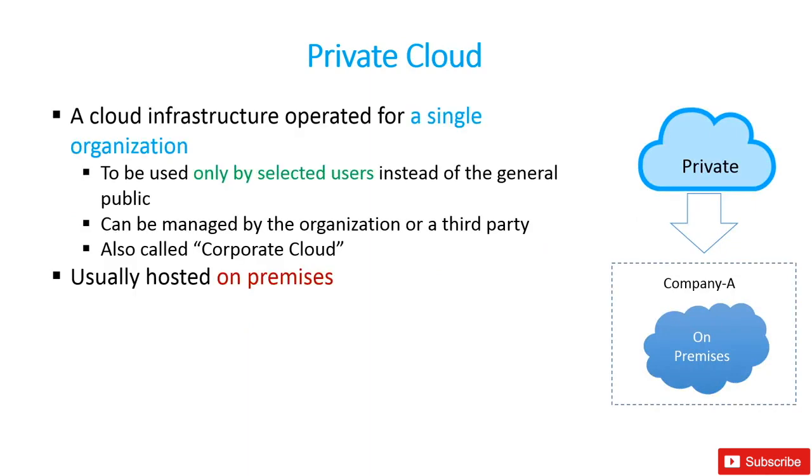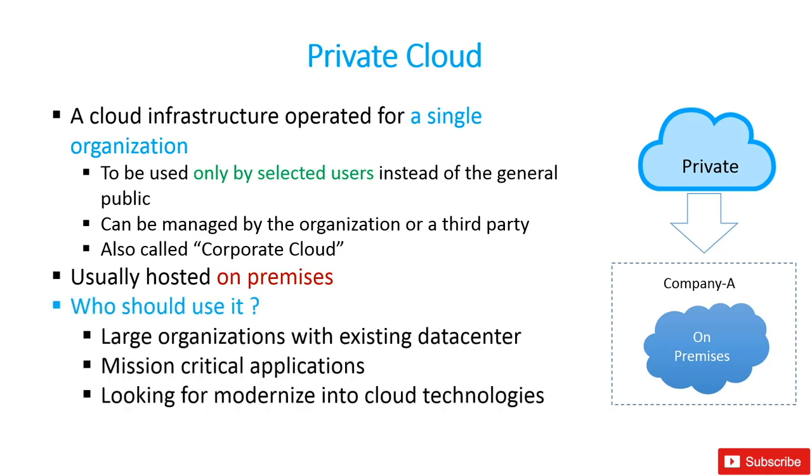So, private cloud is a cloud infrastructure operated for a single organization. It is not available to the general public like we learned about public cloud. Now, inside a specific organization there can be, of course, multiple business units, departments, or end users that can use this private cloud infrastructure. Now, who should use such private clouds?